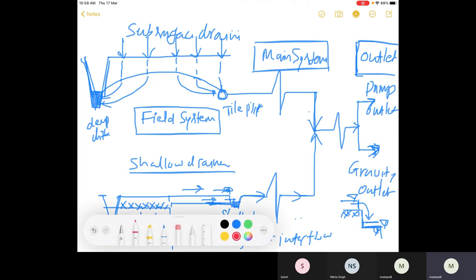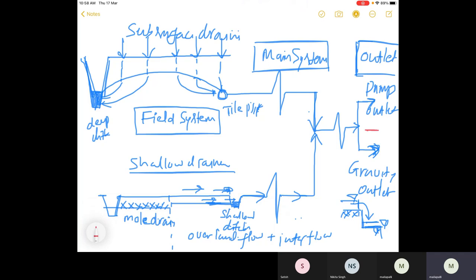The sink's drainage base will be higher than the other, so I'll draw it here. So this is the drainage base, and this is your drainage base of the sink. So this is the drain water, and in order to empty it, you have to pump it from this to here. So you need a pump to be used.